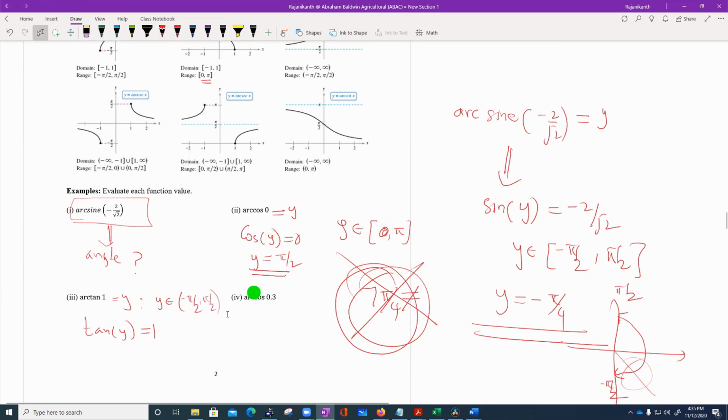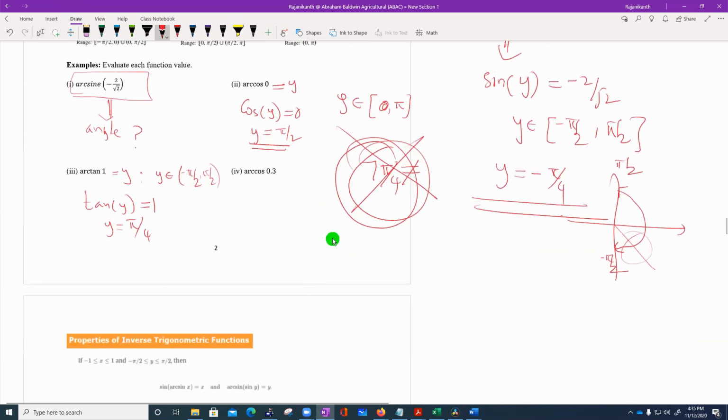Now tell me, tangent of which angle will give you 1 in this range? Pi over 4. Very good. You are good now. You are understanding now, right? Getting better and better. Okay. The last problem. This is now not a good number, so you have to use the calculator, okay?